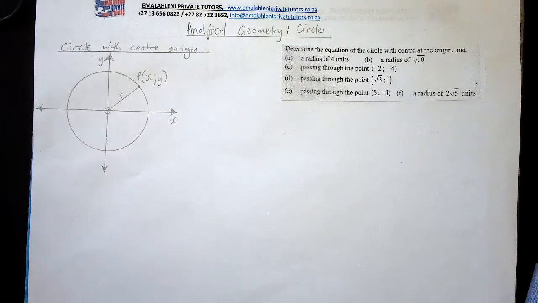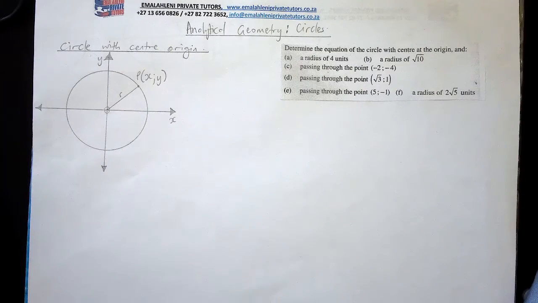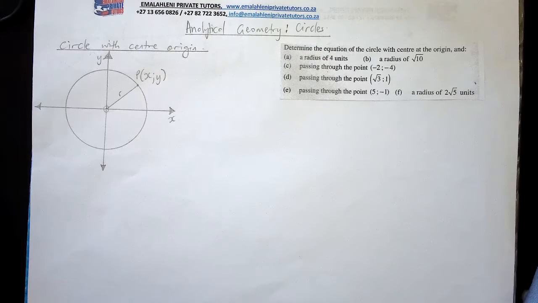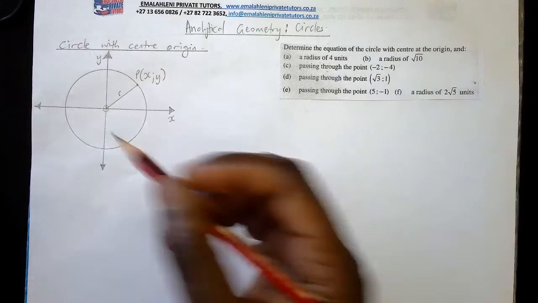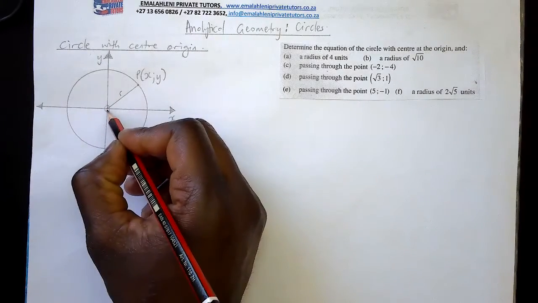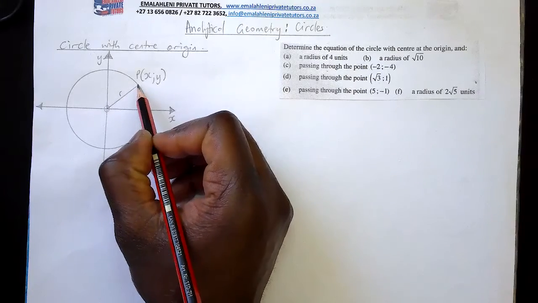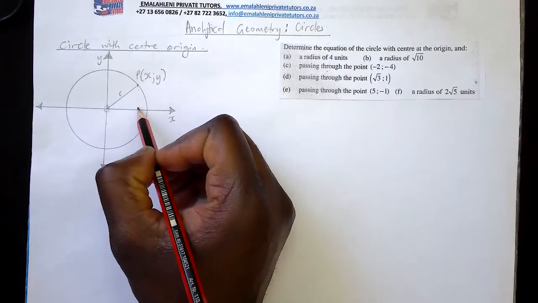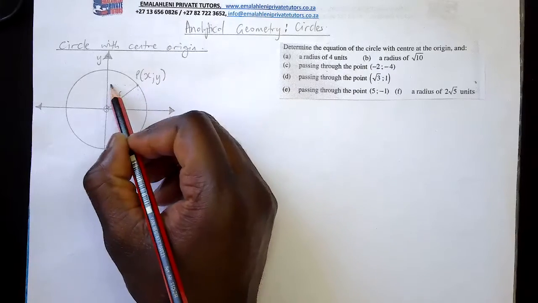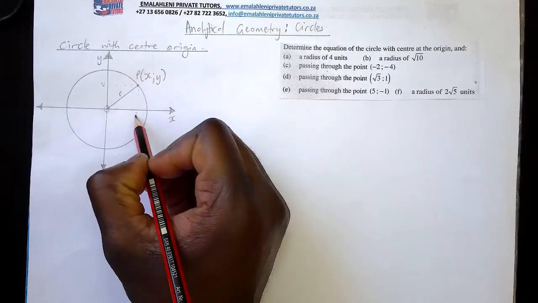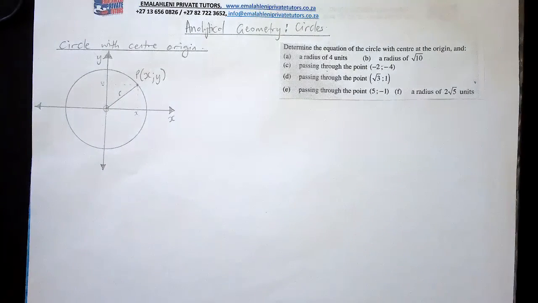Okay, good day. Now, this is analytical geometry. Now we're looking at circles, and we're looking at circles with the center being the origin. So when you have the center at the origin, it means the coordinate here is (0, 0). Then if we say P is X units away and also Y units away, so you have got Y here and the X. That's what our coordinate here is.